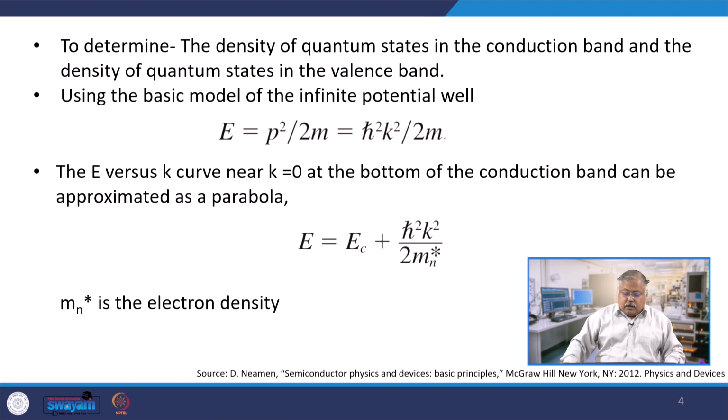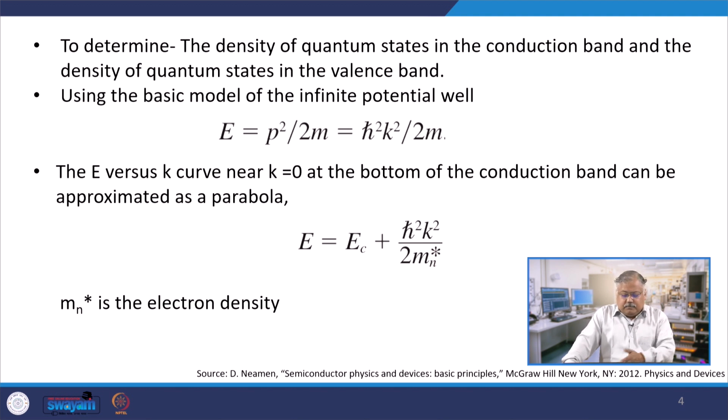Now, density of states primarily means we are trying to find out how many states per unit energy in the conduction band or valence band are there, right. So, if I take 1 electron volt of energy, then how many states are available within that band is known as the density of quantum states, and we need to find out the density of quantum states both in the valence band as well as in the conduction band.